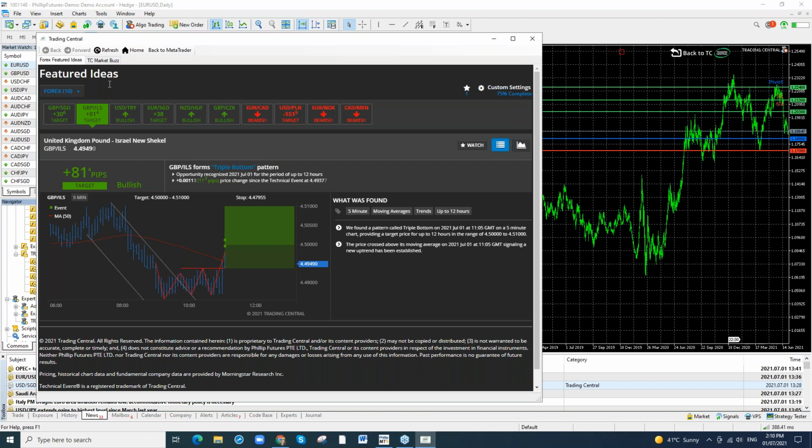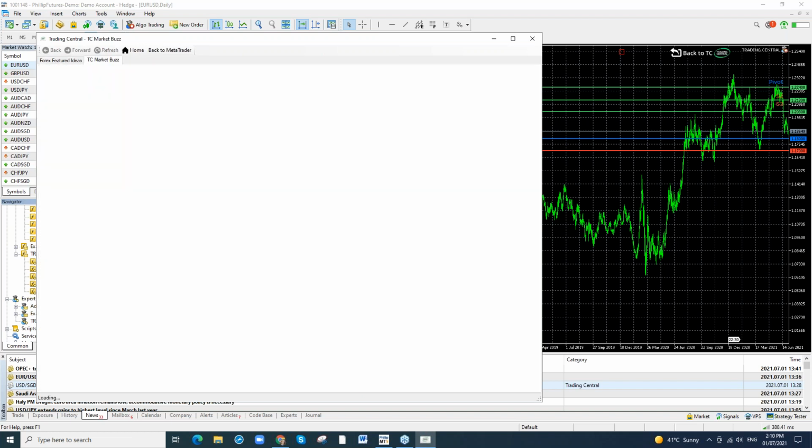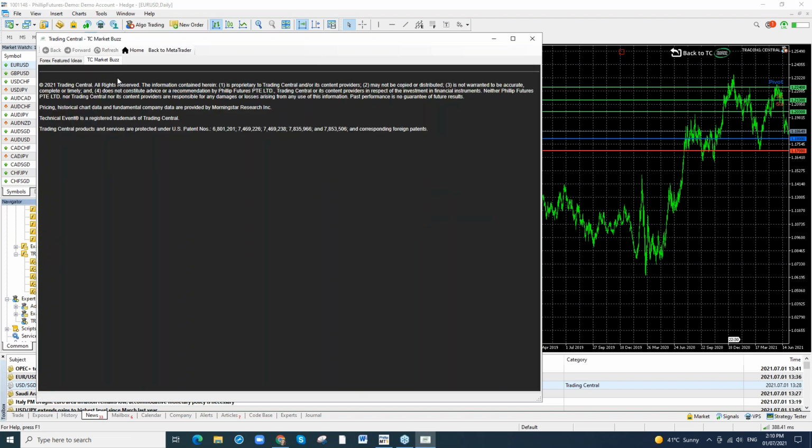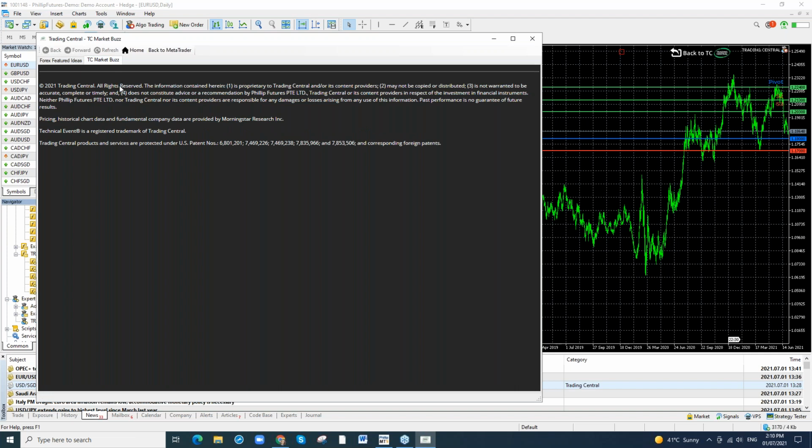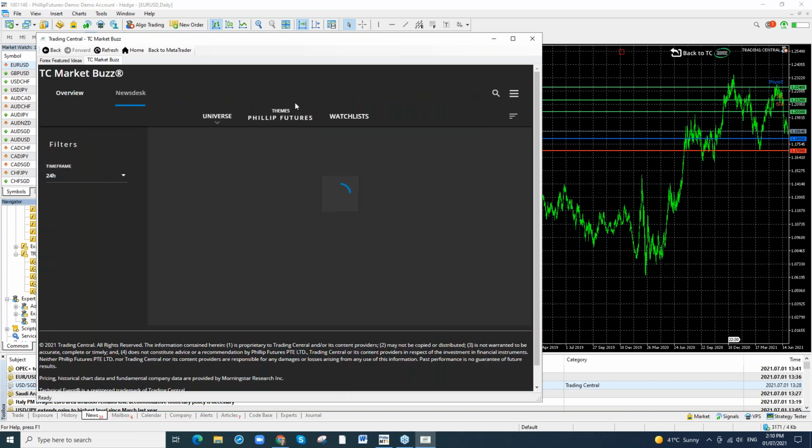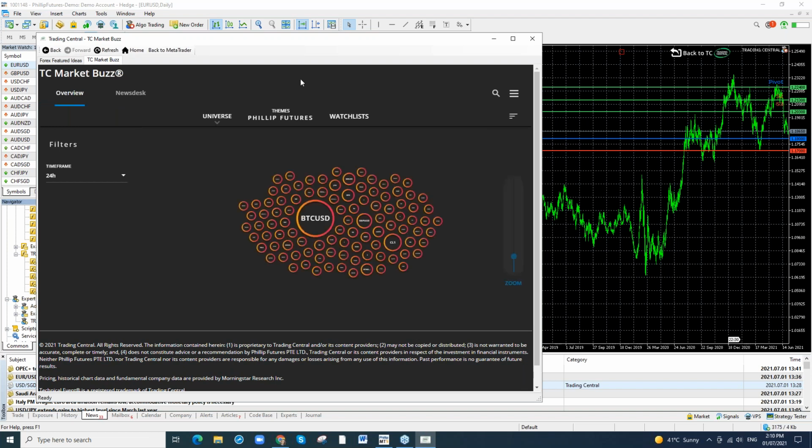And when you are looking for some fundamental analysis as well, and you want to read more about what's going on in the news, we offer you the TC Market Buzz. I've talked about it in the previous webinars, so I hope you are familiar with it already. But if not, it's just this quick overview. You get the dashboard where you can see the bubbles with the most talked about instruments. As you can see, Bitcoin, with the biggest bubble, is the most talked about asset currently.